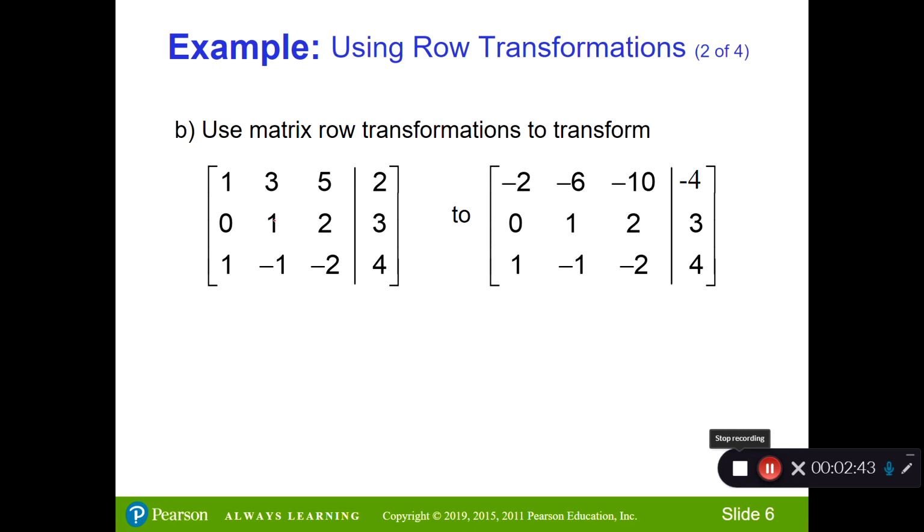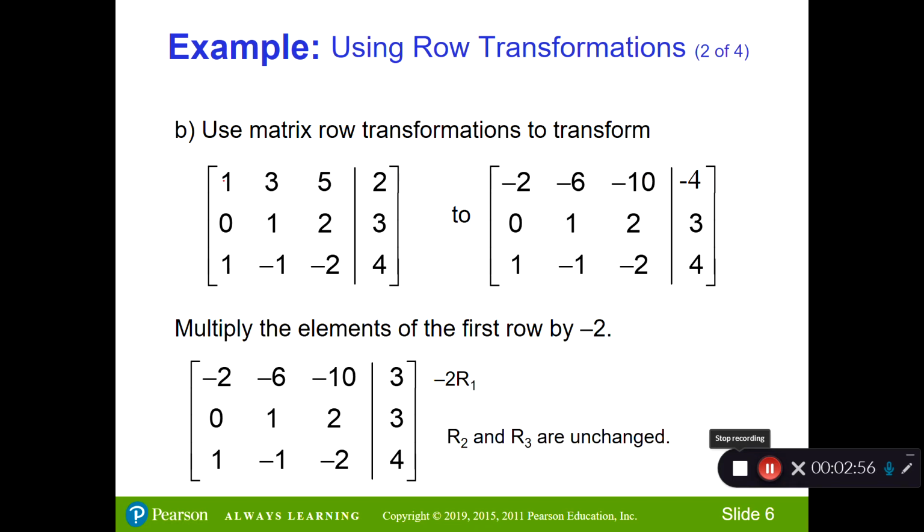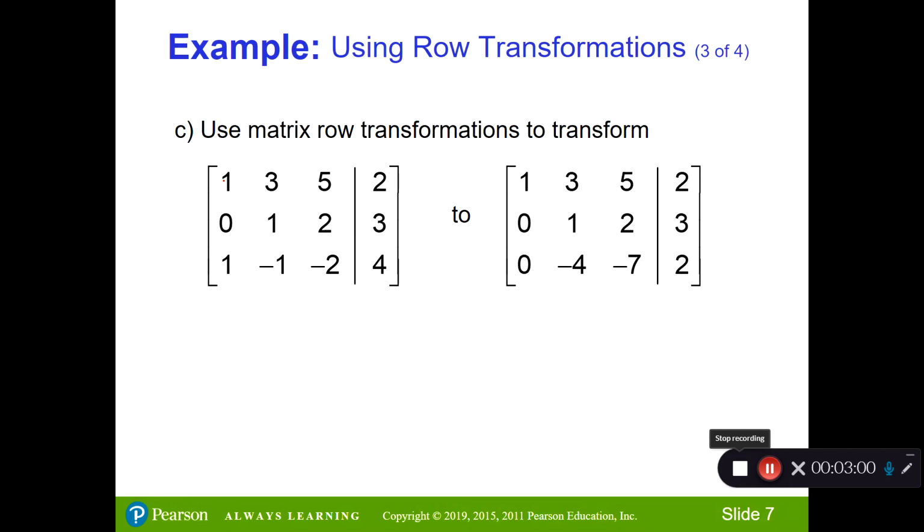All right, now let's look at what's going on here. Row 3 stayed the same, row 2 stayed the same, but the 1 became a -2, 3 became a -6, 5 became a -10, 2 became a -4. I'm multiplying the top row, row 1, by a -2 and putting it back where row 1 is. Let's look at what happened here. Row 1 stayed the same, row 2 stayed the same, but here my 1 became a 0, my -1 became a -4, -2 became a -7.